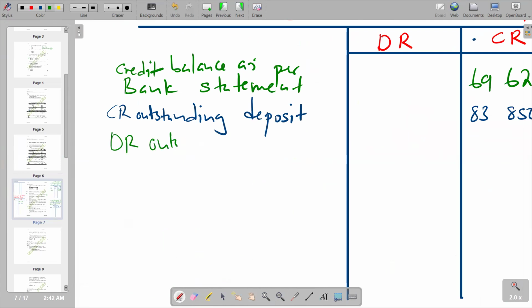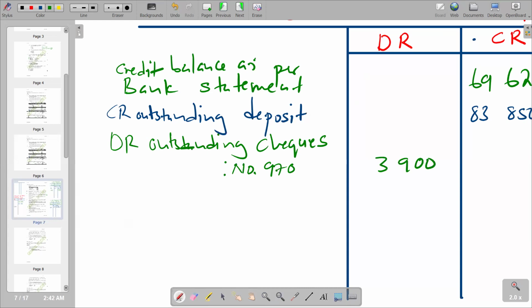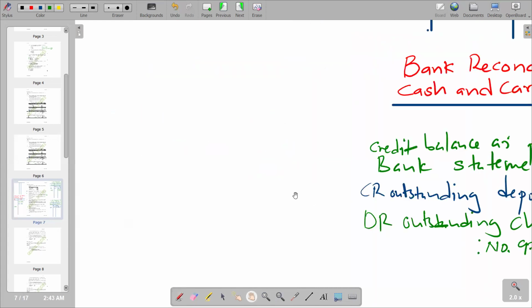Debit outstanding checks. So we have got check number. This is 970. And we are saying 3,900. We put it on the debit side, 3,900. So if there are other outstanding checks, we're going to just put them just beneath here. We go there to see on the next adjustment that we have.